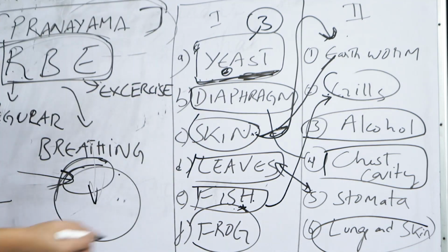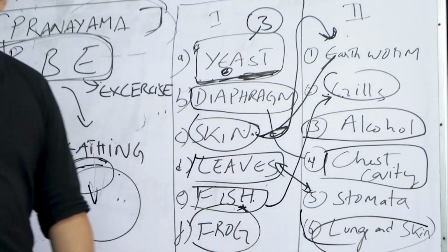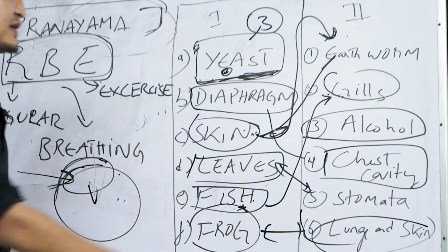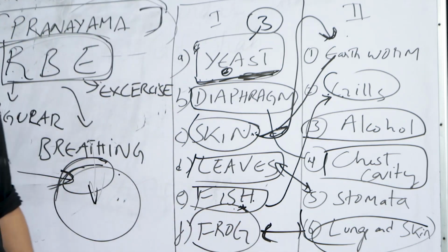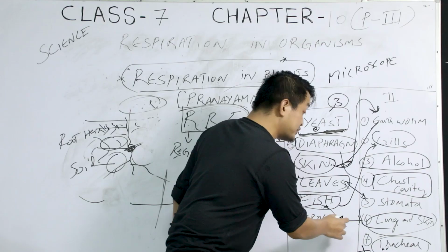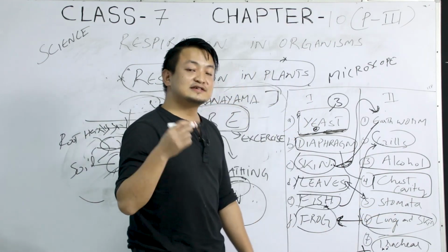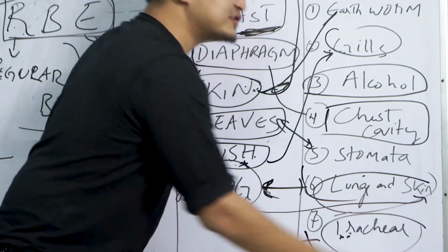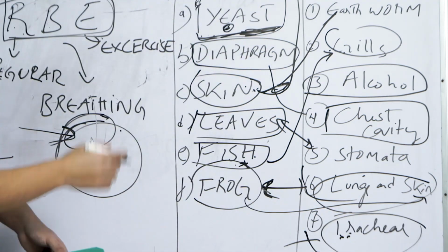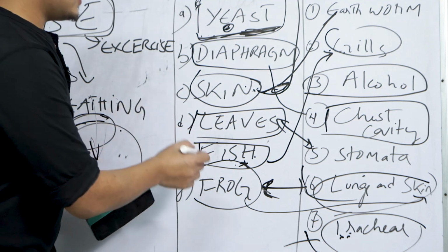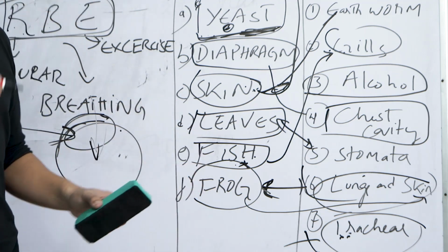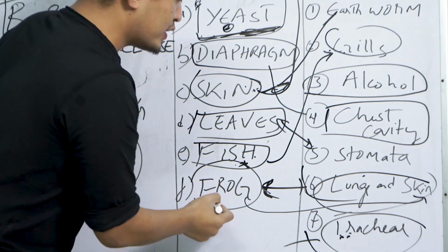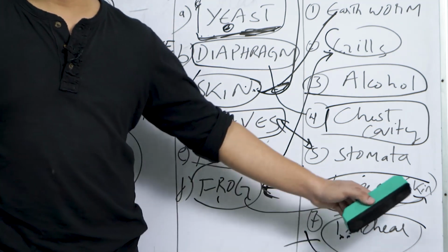So what is left? We are left only with lungs and skin, and that has to do with frogs, right? Since frogs have lungs, they can breathe through their lungs, as well as, since they have moist skin, respiration can also take place through skin. Okay, so now see, don't get confused between earthworm and frog. Earthworm can breathe only through their skin, but frogs, they have two options. That is, one is through the lungs and one is through the skin.